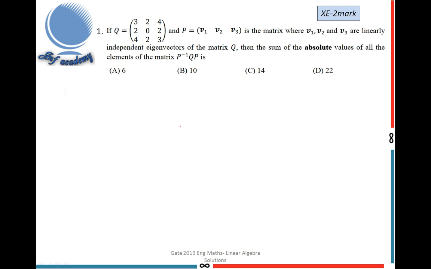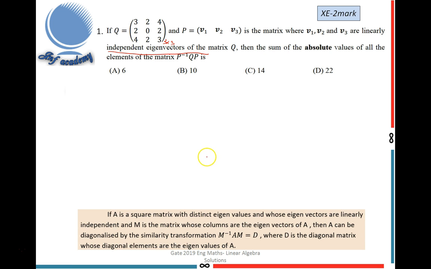The first problem is: Q equal to a 3 by 3 matrix is given, and P equal to [V1 V2 V3] is the matrix where V1, V2, V3 are linearly independent eigenvectors of the matrix Q. Then we have to find the sum of the absolute values of the elements of the matrix P inverse QP. This question is from the XE department. It has 2 marks. In this problem, I use one process, that is the diagonalization process.